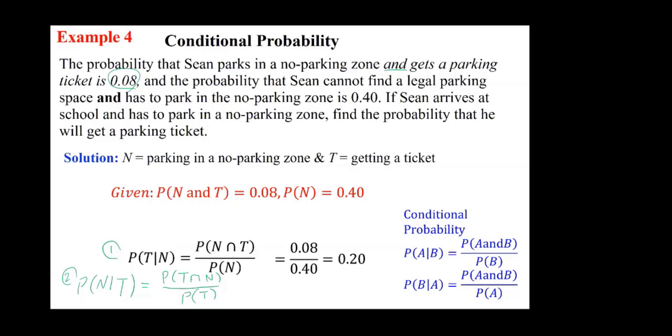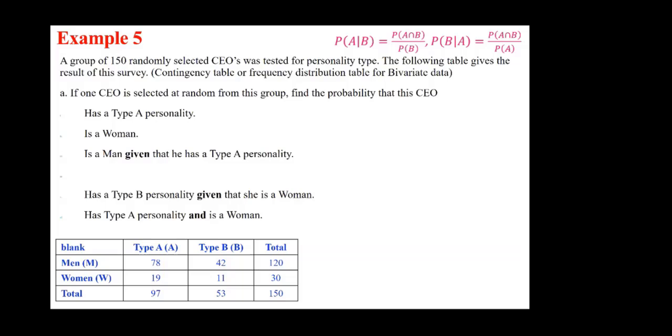A group of 150 randomly selected CEOs was tested for personality type. The following table gives the results of this survey. Contingency table or frequency distribution table for bivariate data. A, if one CEO is selected at random from this group, find the probability that this CEO has a type A personality, is a woman, is a man given that he has a type A personality, has a type B personality given that she is a woman, has type A personality and is a woman.